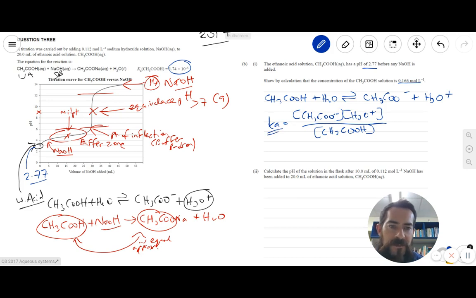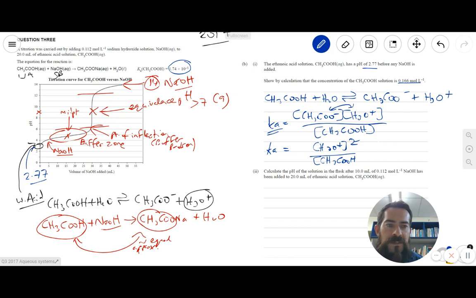We can run our assumption here because there is no strong base added, so it's just a pure weak acid system. So we can run our usual assumption that these two concentrations are equal, in which case the Ka can now be abbreviated to Ka equals concentration of hydronium ions squared over the concentration of the ethanoic acid. So that should be squared.